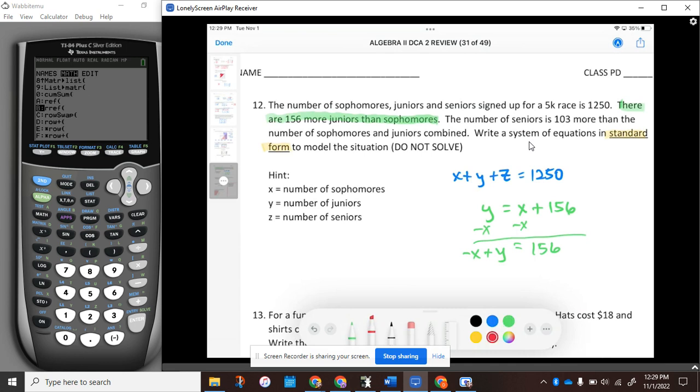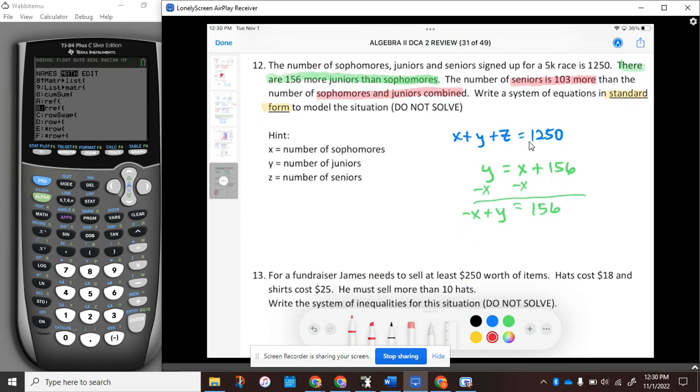Let's look at that third sentence. The number of seniors is 103 more than sophomores and juniors combined. If you've got 103 more, first of all, what is sophomores and juniors combined? What is that in math symbols? That's X plus Y, right? Sophomores plus juniors. Okay? What is 103 more than X plus Y? That's just X plus Y plus what? Plus 103. Okay? So that's saying that seniors, our Z, is 103 more. So that's 103 plus the sophomores and juniors combined.